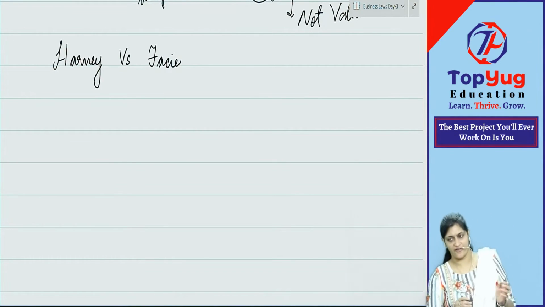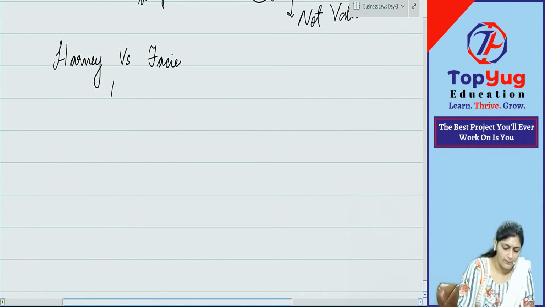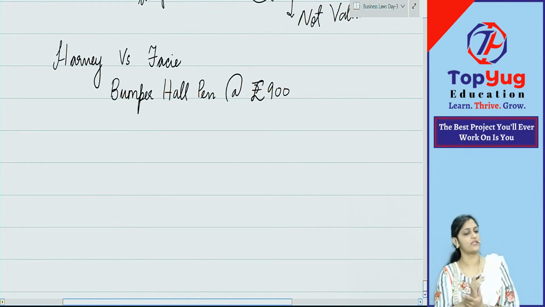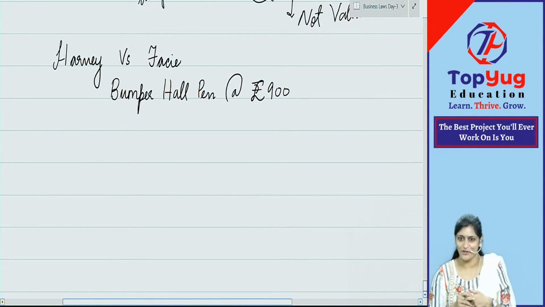Harvey asked Facey, will you sell me Bumper Hall Pen? Bumper Hall Pen at pounds 9. See, you see here many times pounds coming. You will get a doubt. We are learning the Indian Contract Act 1872 where we should see only rupees. Then from where are we getting this pound? Yes or no? You'll get that doubt.